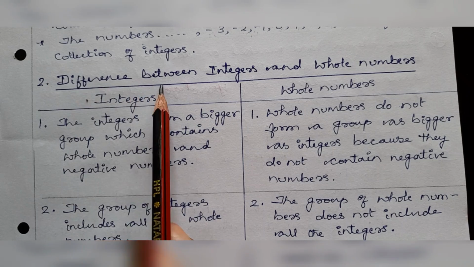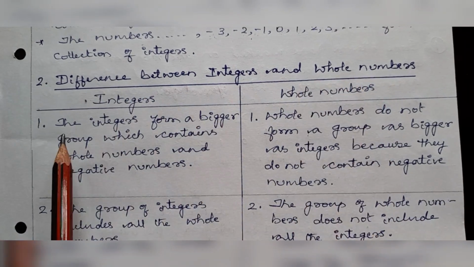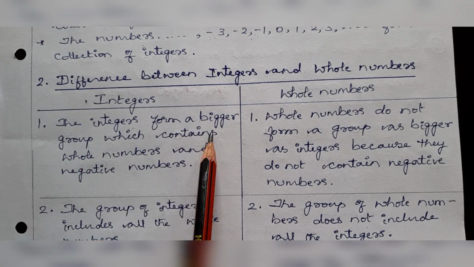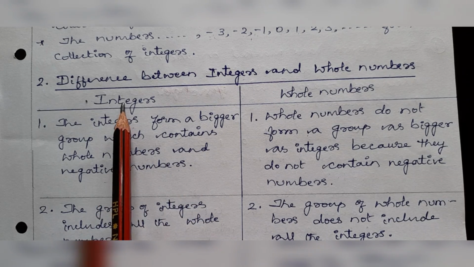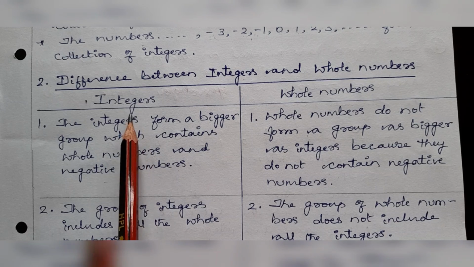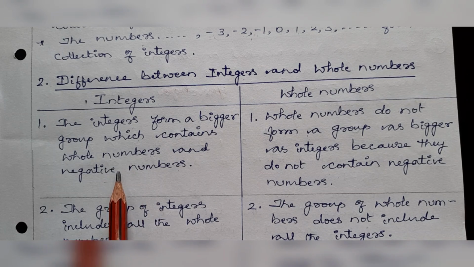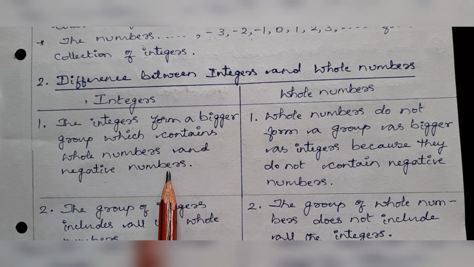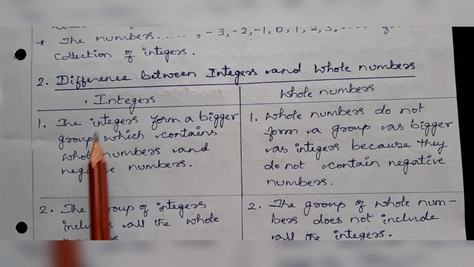Next, difference between integers and whole numbers. First point, the integers form a bigger group which contains whole numbers and negative numbers. Integers is a bigger group. Whole numbers means from 0, 1, 2, 3 and so on, and also negative numbers. So therefore, integers is a bigger group.